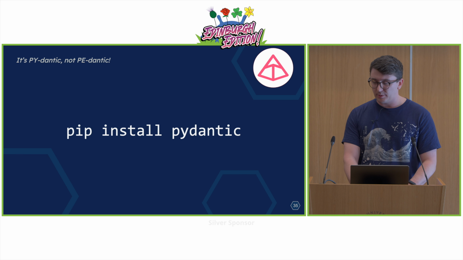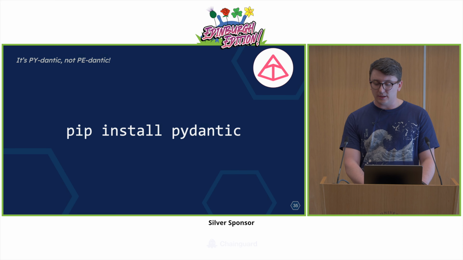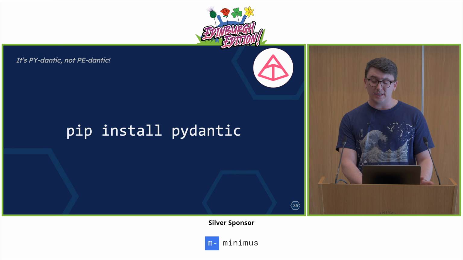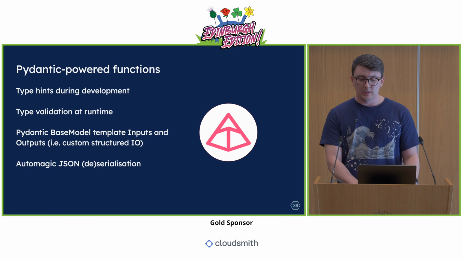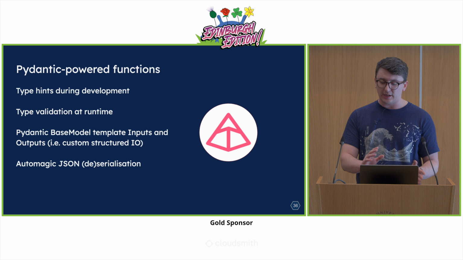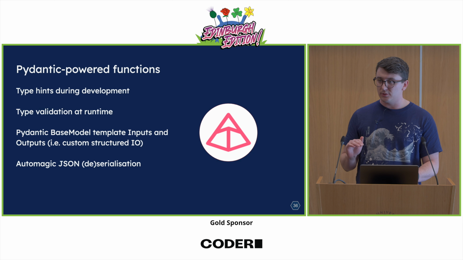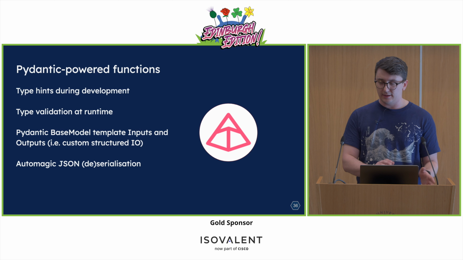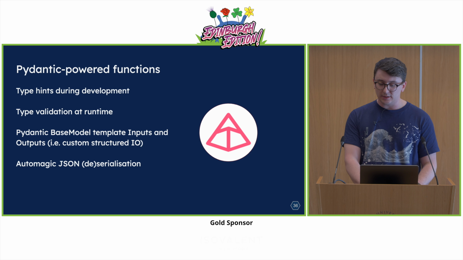And if you've used Python for a bit, you'll know about Pydantic. This is a library that does basically API serialization, JSON to Python and back. And Hera already integrates with Pydantic to get that type check validation at runtime that I showed you. But you can take it a step further and get these custom structured input and output, and then Hera will automatically serialize and deserialize for the JSON objects.